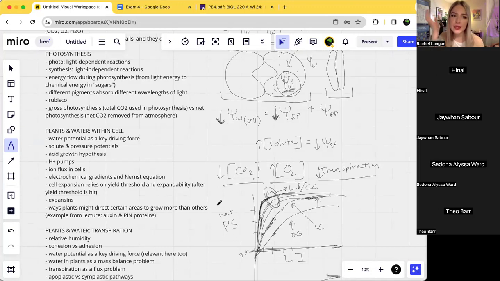Again, big things I can see is closing stomata. How is that going to affect photosynthesis? You should know it's going to affect CO2. You should know it's going to affect Rubisco doing more photorespiration, and why.